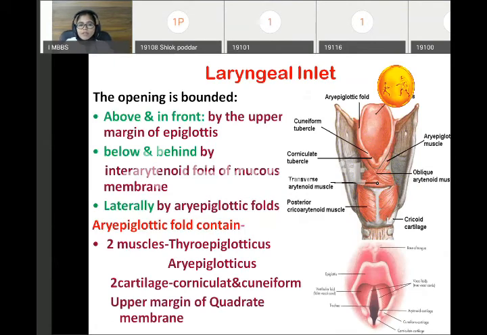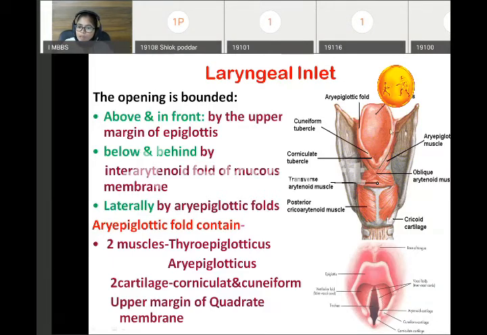First we will see the laryngeal inlet. What are the boundaries of the laryngeal inlet? It is bounded above and in front by the upper margin of the epiglottis. This one, the leaf-shaped cartilage, is the epiglottis. Then it is bounded behind and below by the interarytenoid fold of mucous membrane, and on each side it is bounded by the aryepiglottic fold.